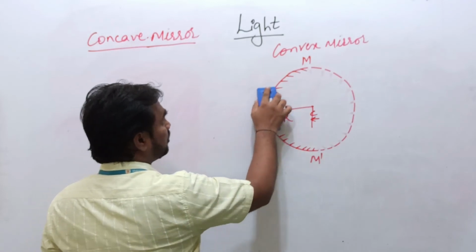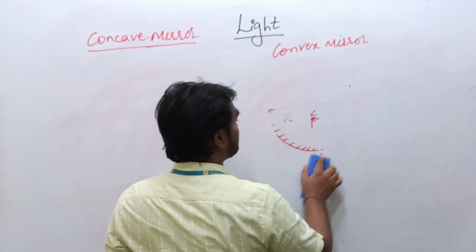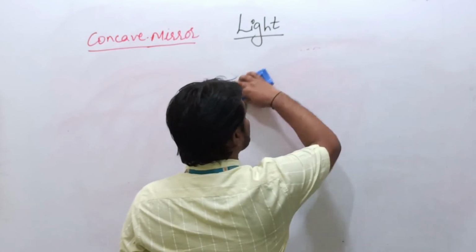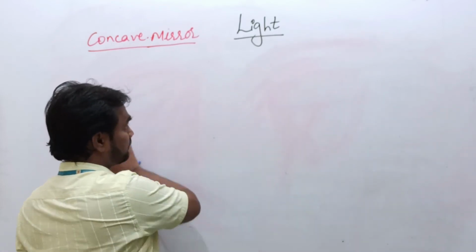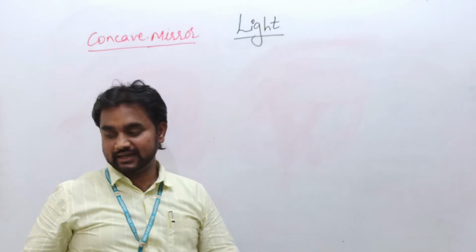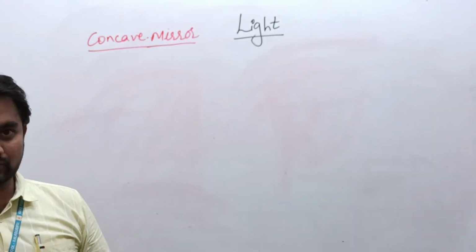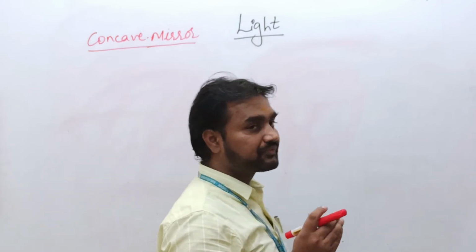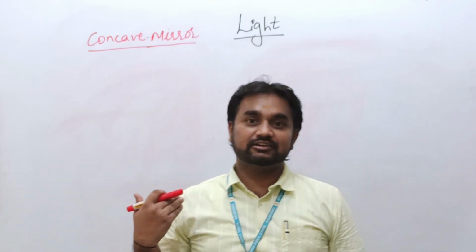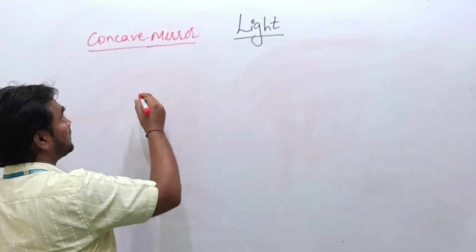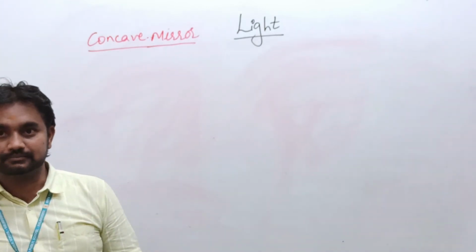Now moving on to the next topic, that is rules for ray diagram. No matter which mirror, whenever light is made to fall at right angles, the reflected ray is going to reflect back along the same path. Next topic that we have is rules for ray diagram.